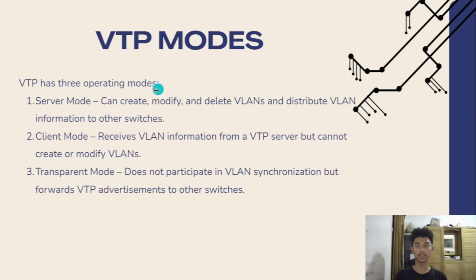The next is VTP modes. VTP has three operating modes. The first is server mode. Server mode can create, modify, and delete VLANs and distribute VLAN information to other switches. The second is client mode. Client mode receives VLAN information from a VTP server but cannot create or modify VLANs. The third is transparent mode. Transparent mode does not participate in VLAN synchronization but forwards VTP advertisements to other switches.